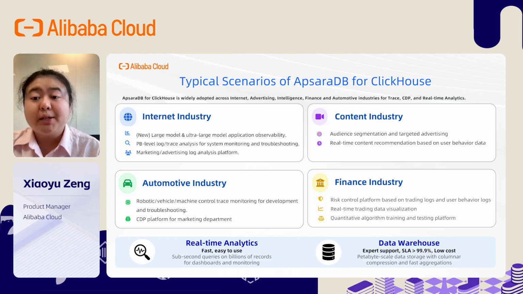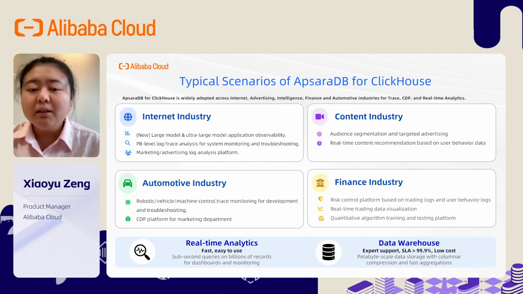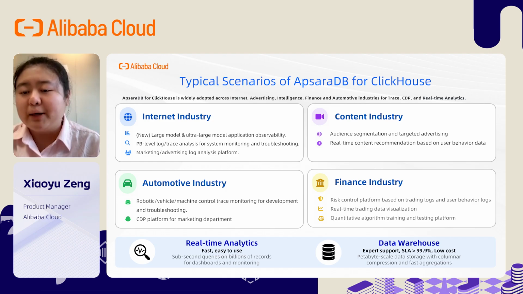Now let's explore where ApsaraDB for ClickHouse shines across industries. In internet companies, it powers petabyte-scale log analysis and marketing platforms. Automotive leaders use it for vehicle trace monitoring and customer data platforms. Content providers leverage real-time user behavior analytics for personalized recommendations, while financial institutions rely on it for risk control and trading data visualization. In general, it is widely adopted across internet, advertising, intelligence, finance, and automotive industries for real-time analytics and classic observability scenarios, including trace, log, metric.